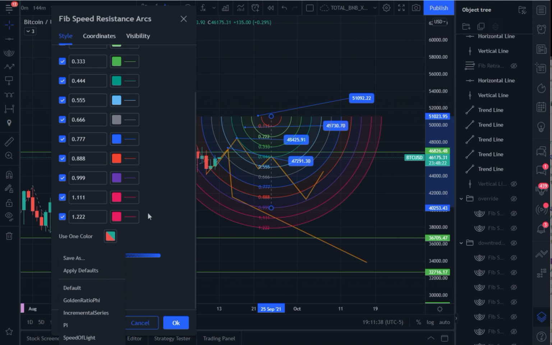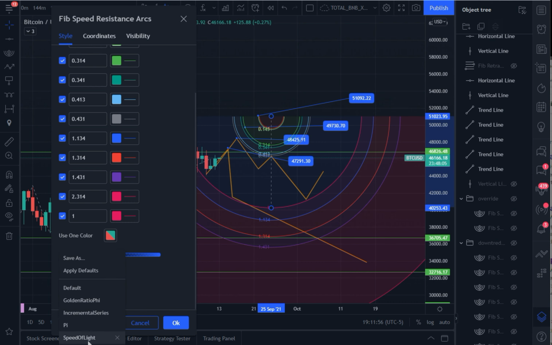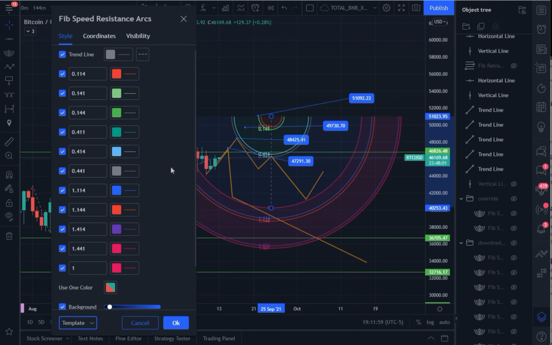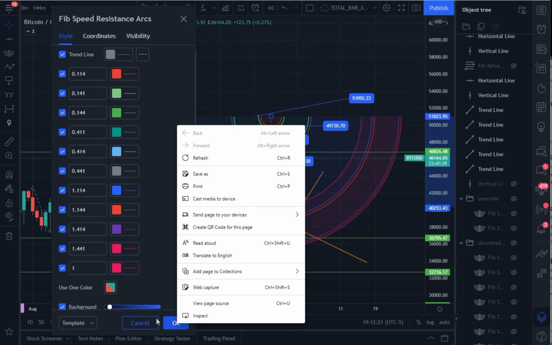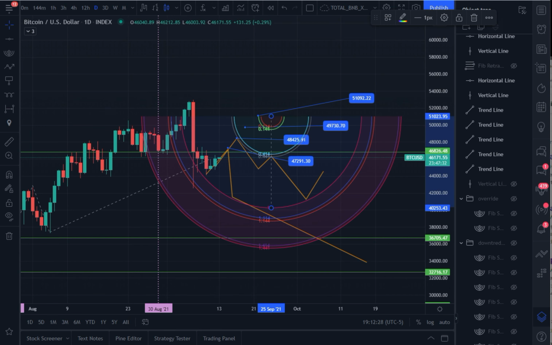Then we have Pi, so the number 3.14 multiples. These are the levels, you can copy and paste them. And finally, speed of light, 144. These are the levels. You can save them as a template to do arcs and similar things. And I think that with these points, we are completing the current view of the Fib Speed Resistance Arcs. Now let's go to the candle, because it already closed, I saw it.